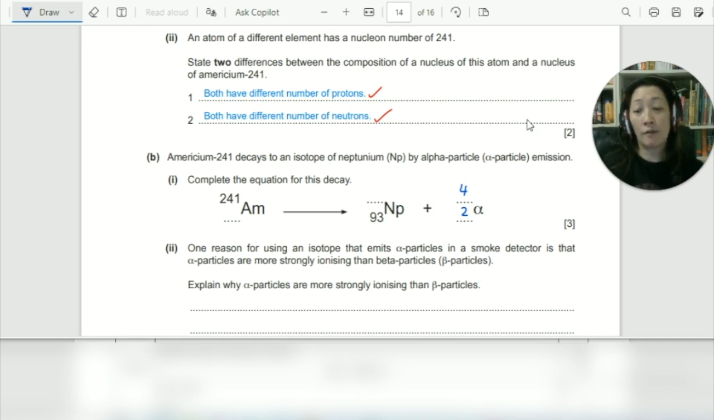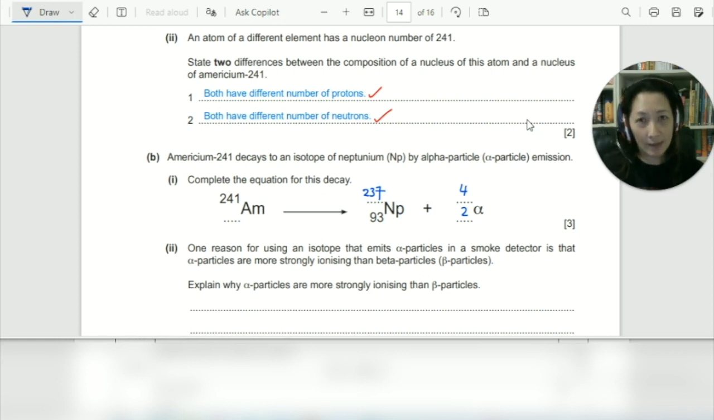You can see we started off with 241. 4 have been thrown out for the alpha, and that leaves us with 241 minus 4. That means neptunium has 237 nucleons. So as you can see, 241 before, total of 241 after.